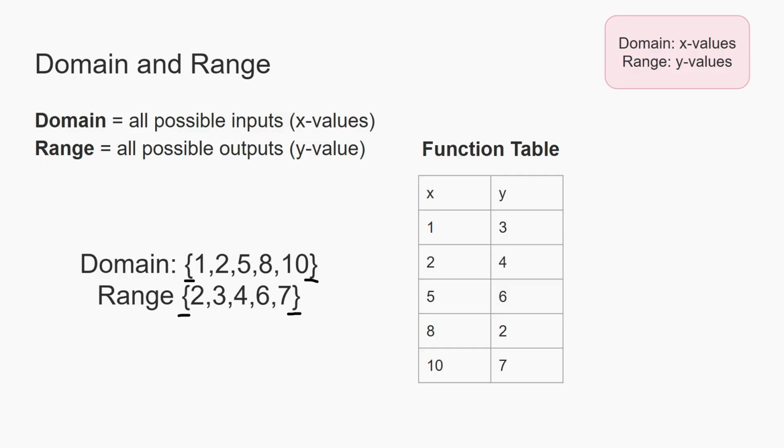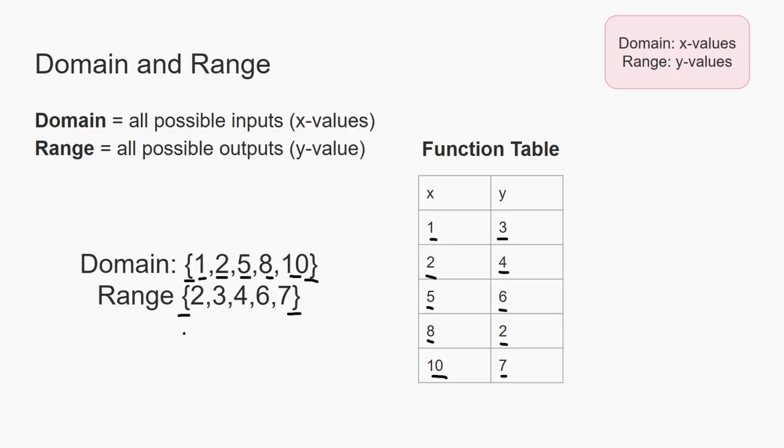Like I mentioned, domain is going to be your x values. So domain is 1, 2, 5, 8, and 10. As you can see, we have 1, 2, 5, 8, and 10 here. Our range, aka our y values, is going to be 3, 4, 6, 2, 7. So here we have 2, 3, 4, 6, 7.